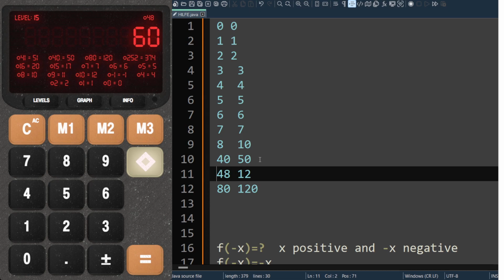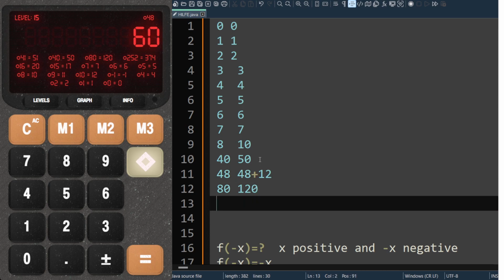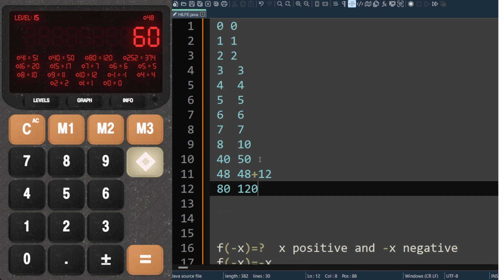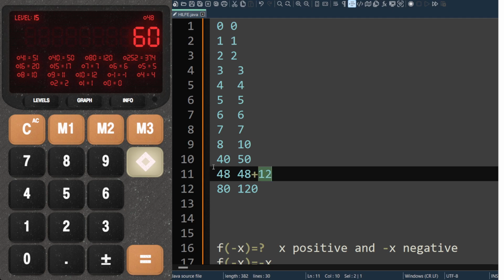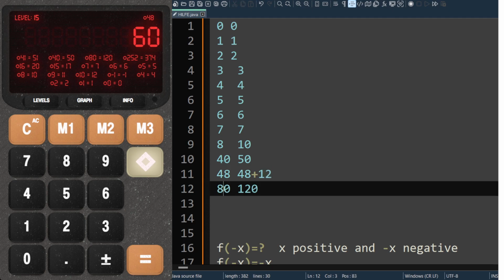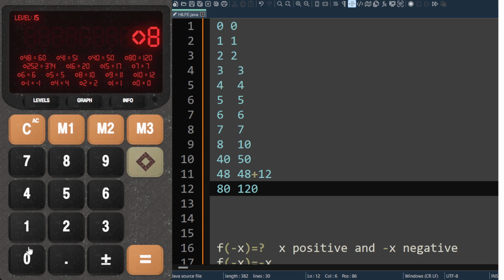If you notice, 48 plus 12. 48 divided by 4 is 12. So another assumption that we could have, no, that doesn't work. This one is a fourth of 48. A fourth of 80 is 20, so we shouldn't get a number like 120. Interesting.